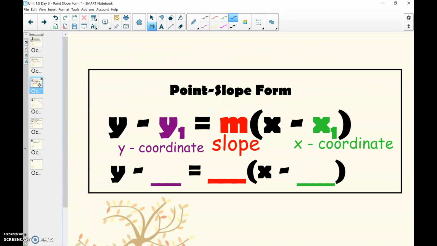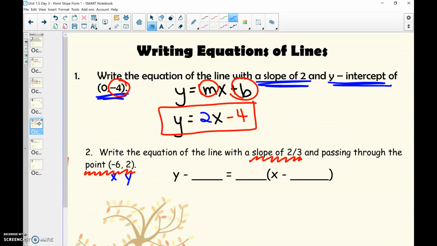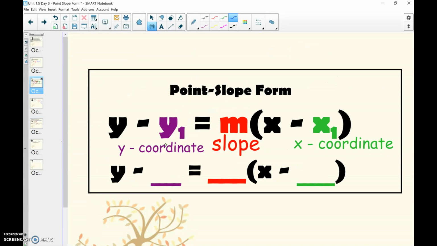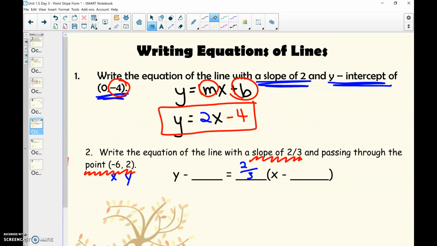Slope, if we look back here, is right in the middle, right in front of the parentheses. So in my equation, I'm going to do the same thing. I'm going to put 2/3 right there in front of my parenthesis. The y coordinate goes with y minus. The x coordinate goes with x minus. Makes sense. X with x, y with y. So I'm going to put -6 inside the parenthesis. Notice it says x minus -6. I didn't get rid of this negative just because there's a subtraction sign there. And then it's y minus just a regular 2. So that's how I begin my problem.